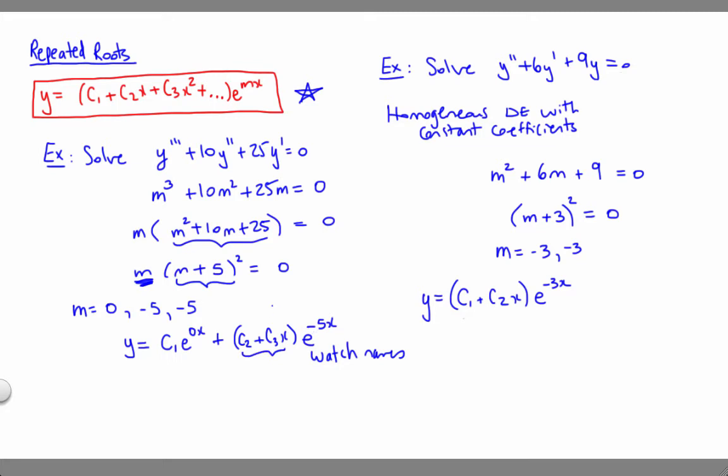So a couple more comments about how to write this solution. First of all, e to the 0x is just 1, so we don't really need to write that down. So a good final answer would look like this.